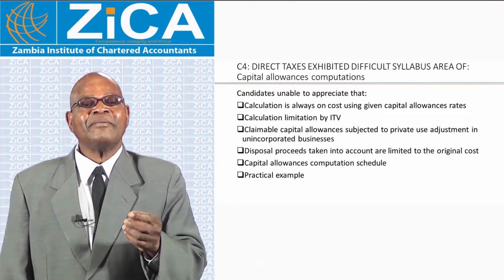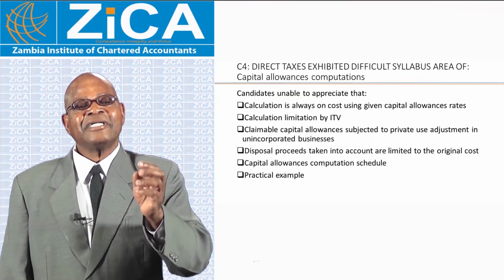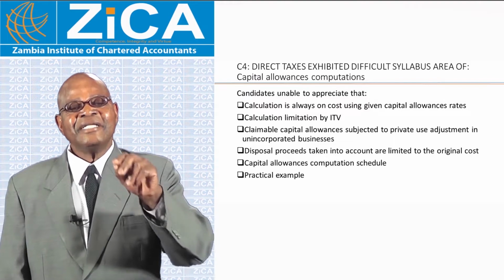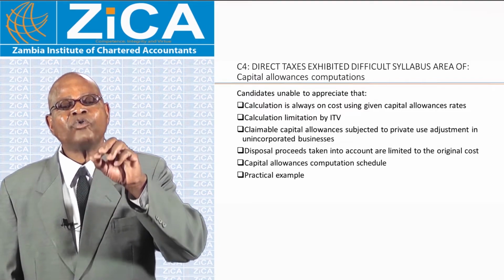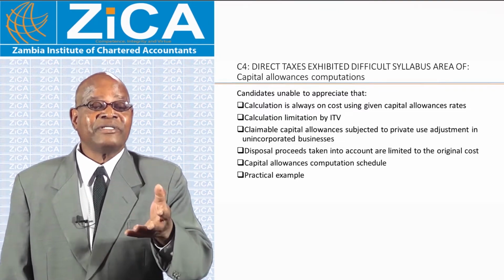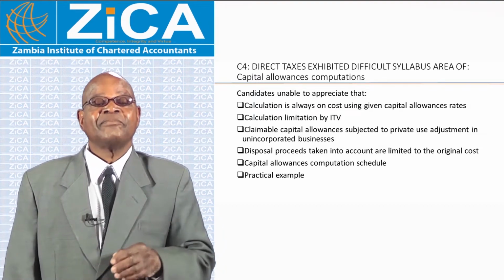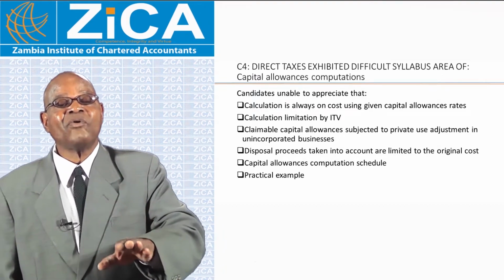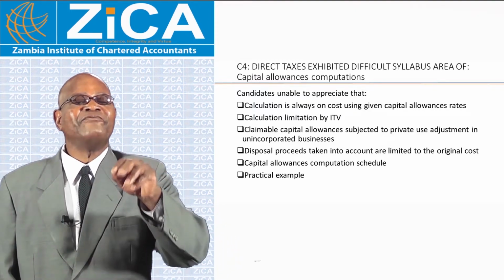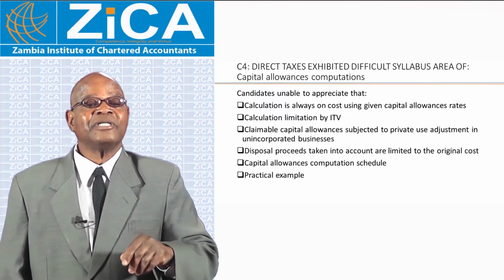And then the second problem is that they will not be able to appreciate that calculation of capital allowances is limited by the amount of income tax return value that is available. In other words, if you have an asset which is costing 20,000 and you have enjoyed capital allowances of 10,000 already, there's no way that you can come back later and claim 15,000 because that will be more than what you're entitled to. So that's the other limitation that comes in.